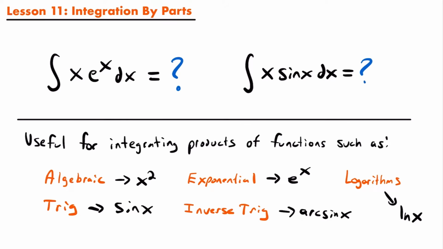And so when you see a product of two of these different types of functions in an integral, and you know u substitution isn't going to work, then integration by parts is going to be your friend. Alright, before we look at some examples, we need to talk about what the integration by parts formula is and where it comes from.